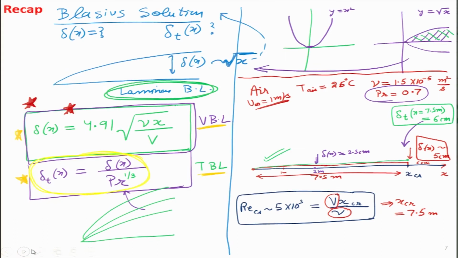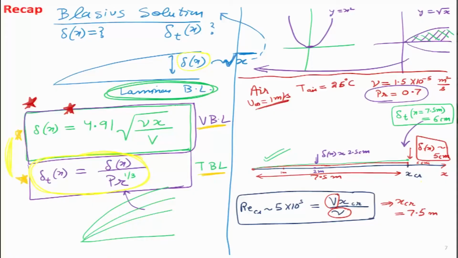Then we looked at the solution of the Blasius equation, and with that solution we are able to directly get the value of the boundary layer thickness, delta x, for both the velocity boundary layer delta x as well as the thermal boundary layer, delta T x, and both are related to one another with just a multiplier fraction linked with the Prandtl number.